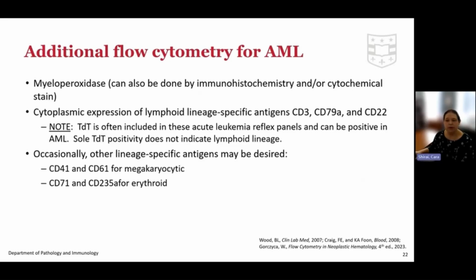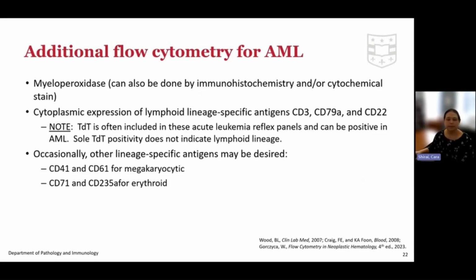TDT expression is often assessed on acute leukemia reflex panels as it can indicate immaturity of neoplastic cells. However, TDT can be positive in AML, so expression of TDT by itself does not indicate lymphoid lineage. Occasionally, other lineage-specific antigens may be necessary for complete classification of an acute leukemia. CD41 and CD61 can be used to indicate megakaryocytic lineage, and erythroid lineage can be indicated by expression of CD71 and CD235A.